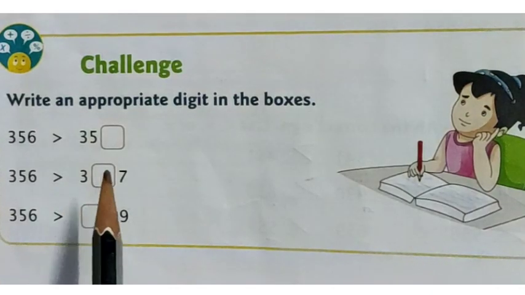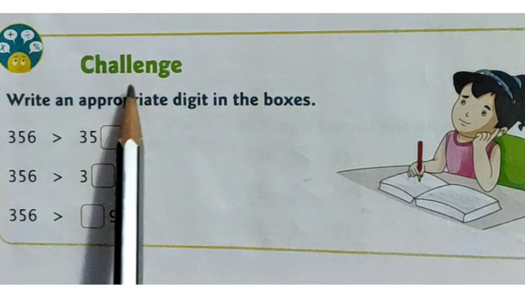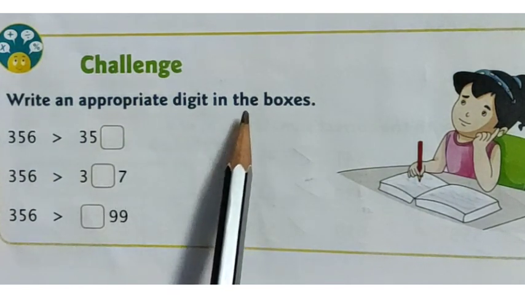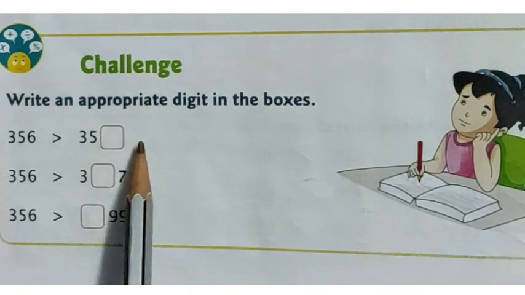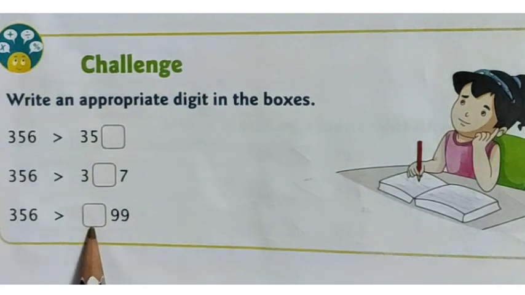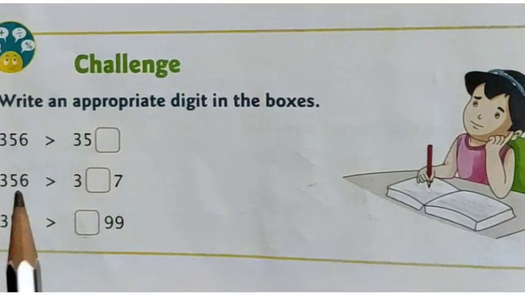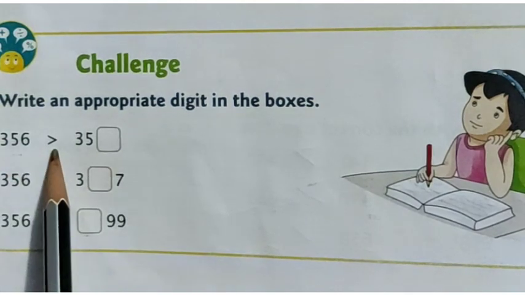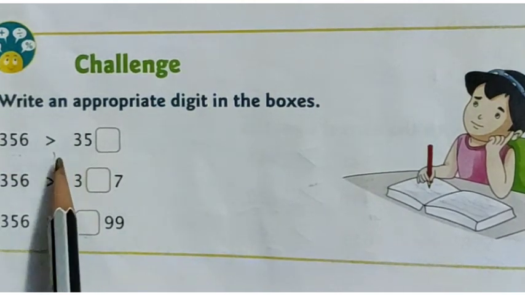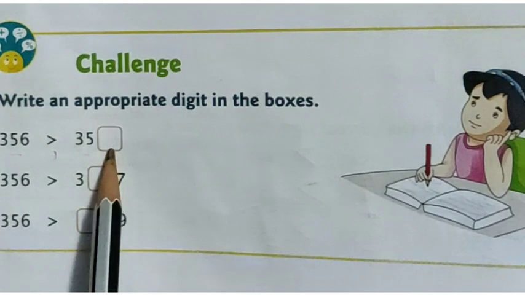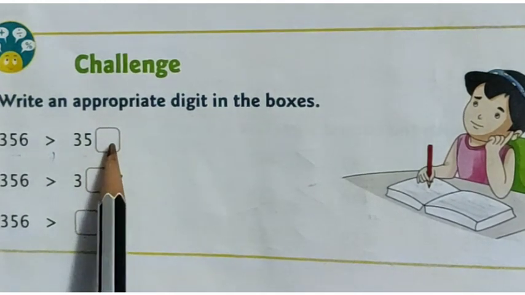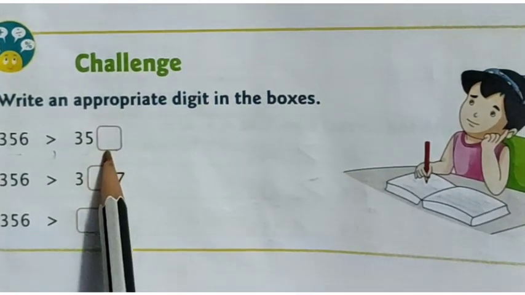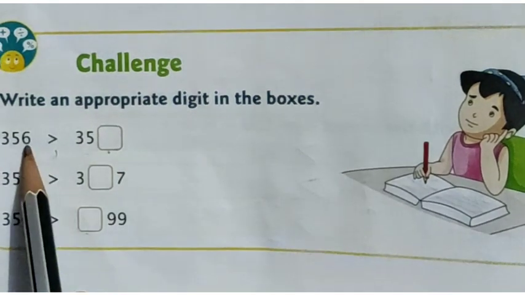Next, let's move on to the next heading, that is the challenge question. Write an appropriate digit in the boxes. Here some boxes are given. You have to fill up those boxes. Here the first question is 356 is greater than 35 and a box. You have to fill up a number in this box. Here this box is in which place? Ones place. So go for the ones place here.